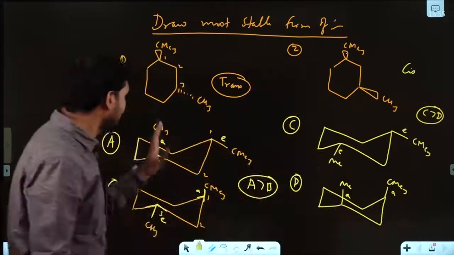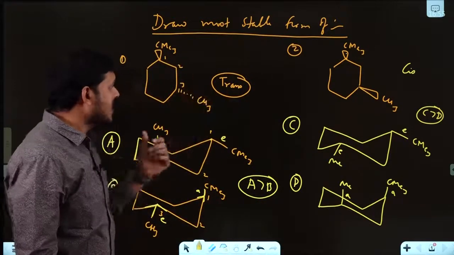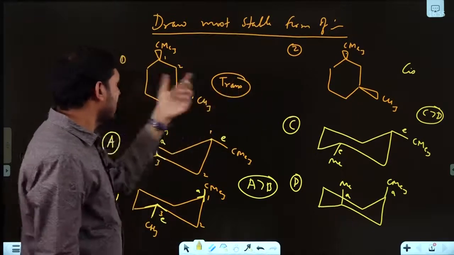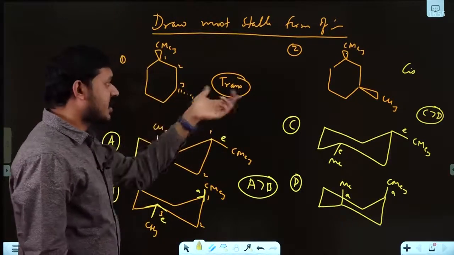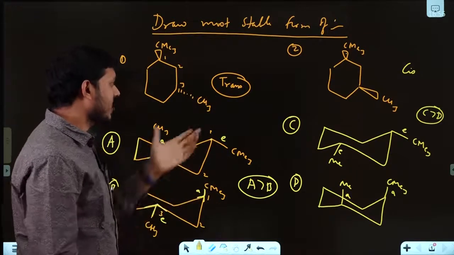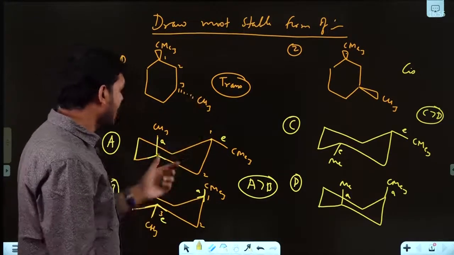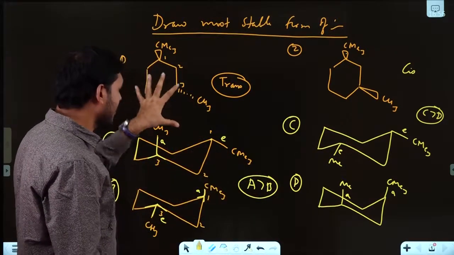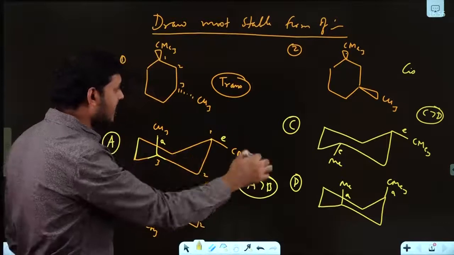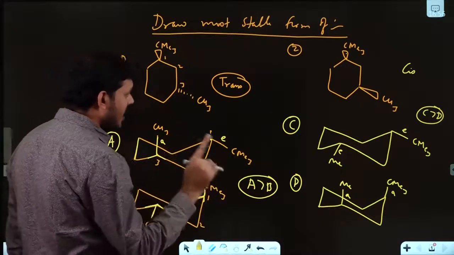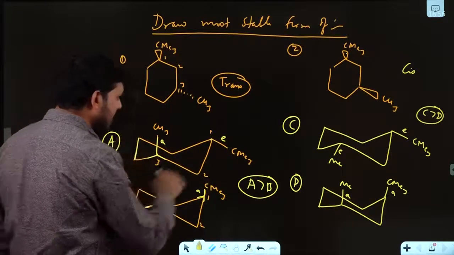Now if I see among these two, what is happening? This is cis and this is trans. The compound is the same, the molecular formula is the same, the structural formula is the same. Only the arrangement of atoms in space is different. So they are stereoisomers. I have drawn the 4 conformers corresponding to that particular compound. Okay, so among these 4, if I see which one is the most stable, I am now writing the order of stability among A, B, C, D.